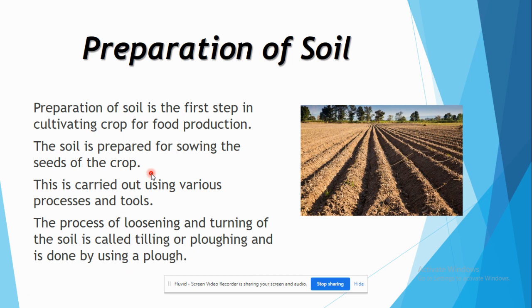So why should we loosen or turn the soil? Because the loosened soil helps in the growth of earthworms and microbes present in the soil. These organisms are friends of the farmers since they further turn the loosened soil and add humus to it.